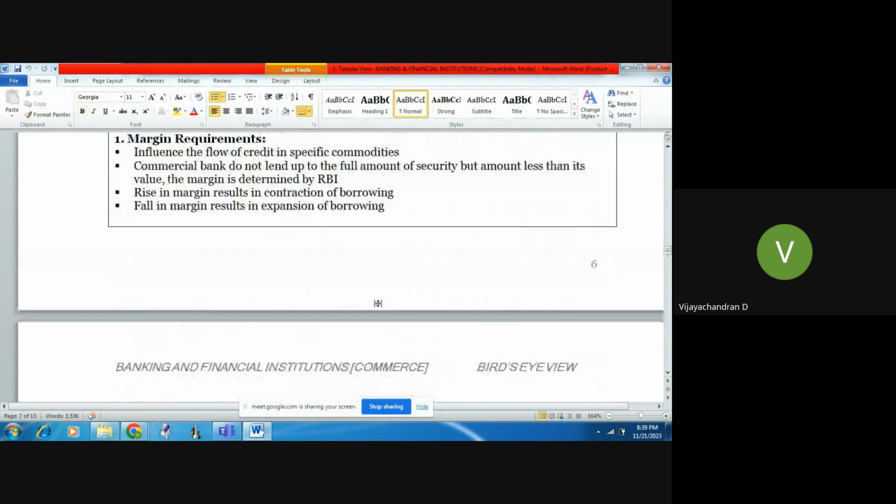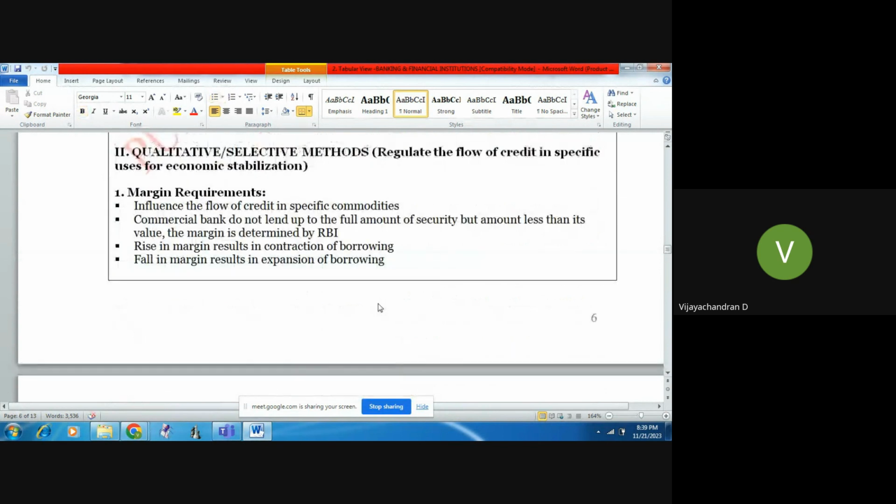Now I'm going to qualitative. Qualitative means it's not common. For specific loans only, they will control, like a consumer loan, a home loan, an agriculture loan. For specific loans, they will keep an eye, with teeth, that is, with conditions. So the RBI will put some conditions. Those things come under this qualitative control.